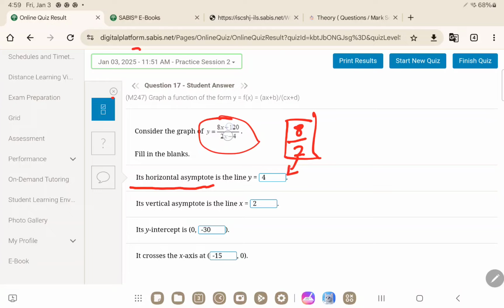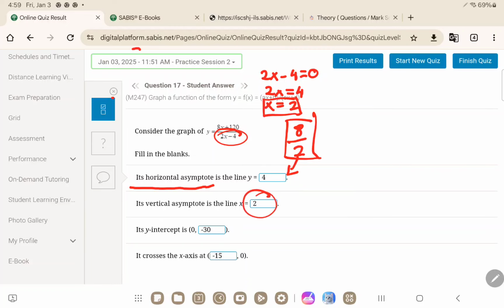Now, to find the vertical asymptote, we said we look at the denominator and it's whatever makes the denominator 0. So 2x minus 4 equals 0. 2x equals 4. X equals 2. That is our answer for the vertical asymptote.